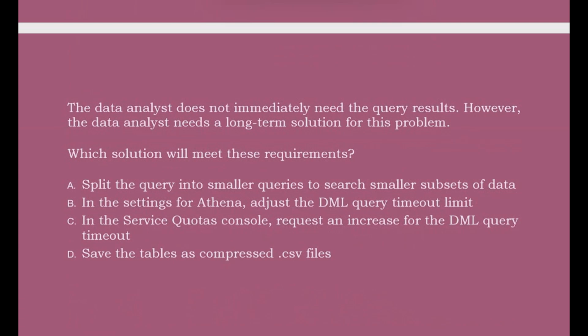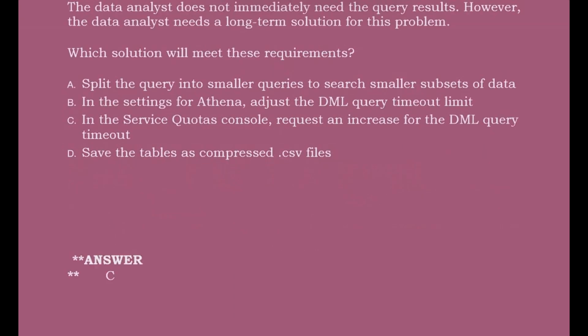Option A, split the query into smaller queries to search smaller subsets of data. Option B, in the settings for Athena, adjust the DML query timeout limit. Option C, in the service quotas console, request an increase for the DML query timeout. Option D, save the tables as compressed .csv files. Correct answer is option C.